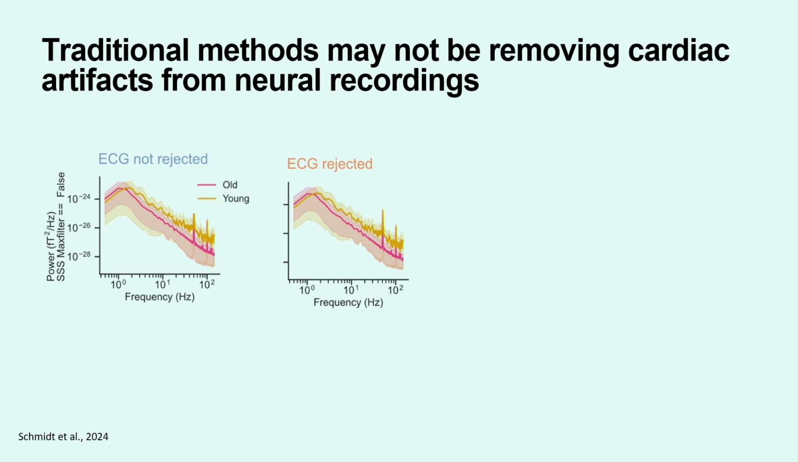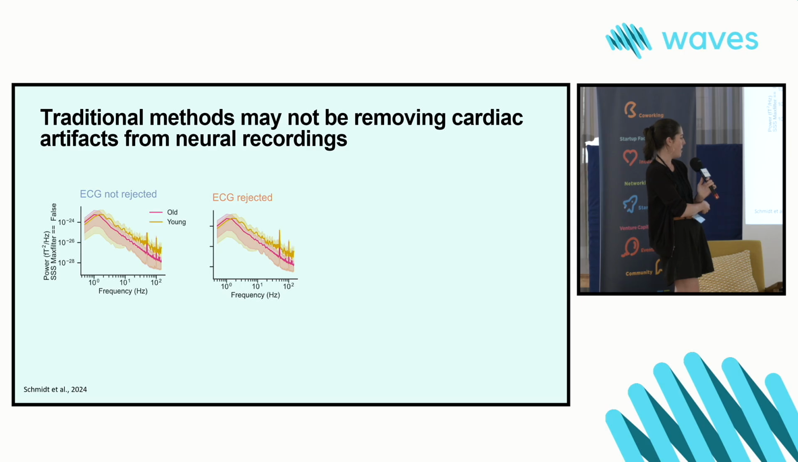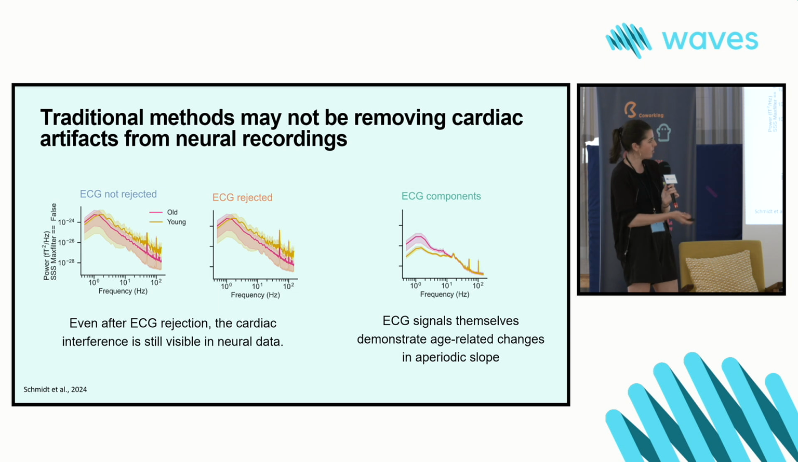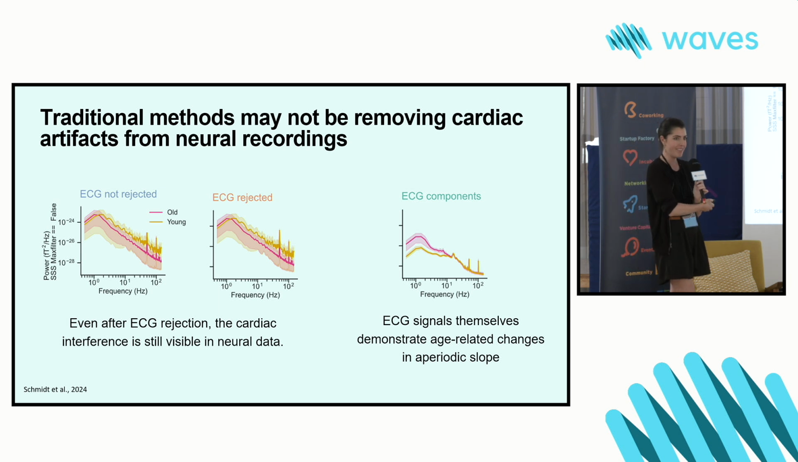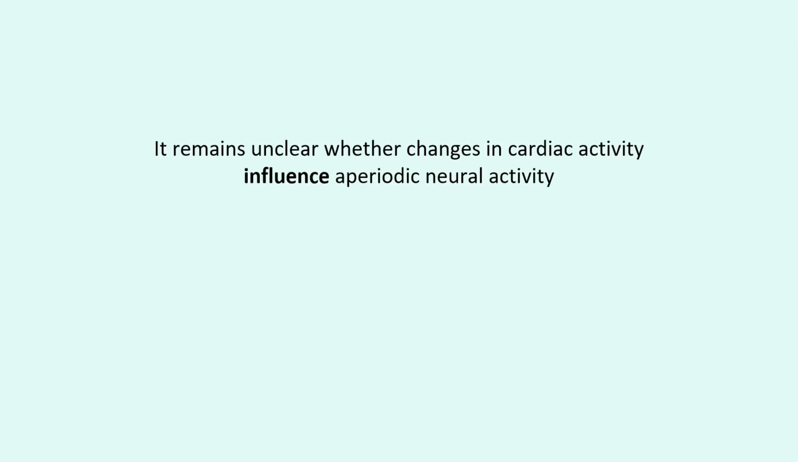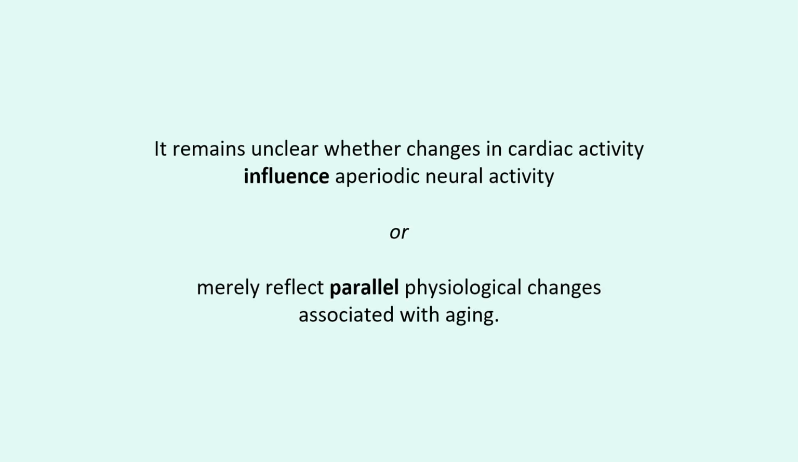And so as Fabian was showing, this is EEG signal only, and you're seeing when the ECG is not rejected, it looks very similar to the ECG rejected, and this is the ICA analysis. And there's old and young, old in the pink and young in the orange. When you look at the ECG components, we also know that these also have this aperiodic spectrum, as Fabian mentioned. What that means was a good question, but we know that they're demonstrating these age-related changes in aperiodic slope as well.